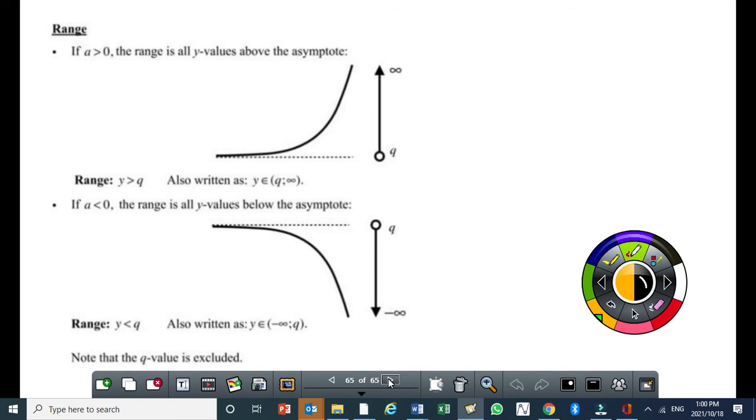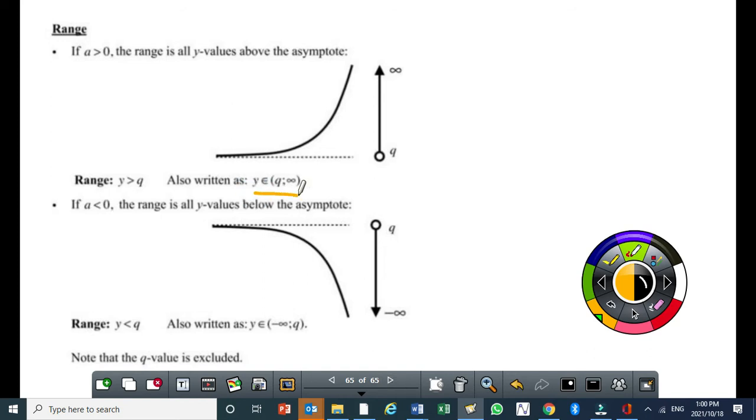If A is positive, then it will be an increasing function. Therefore, your q value will be the minimum. In that case, when you write your range, it will be y is greater than q. Remember, we don't include the value of y along the horizontal asymptote. We have to exclude it when you're writing the range. So the range will be y is greater than q, right? So when I use brackets, then y is an element. You put your q first as your minimum and your positive infinity as your maximum. And then you have to use circular brackets.